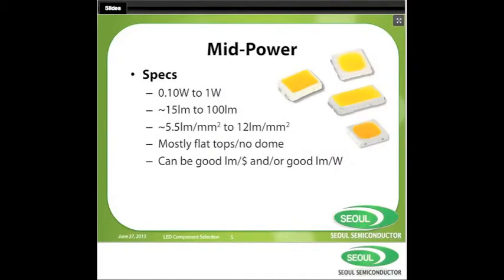If we move to mid-power types of products, the specs on these are going to go from about 0.1 watt to 1 watt. I believe Strategies Unlimited actually says 0.1 to 0.5, but for this presentation I'm going to use 0.1 to 1 watt. Specifications are typically around 15 lumens to 100 lumens. The package densities are 5.5 lumens per millimeter squared up to about 12 lumens per millimeter squared. And again, the specs change pretty quickly, so this is just a snapshot of what's out on the market right now.